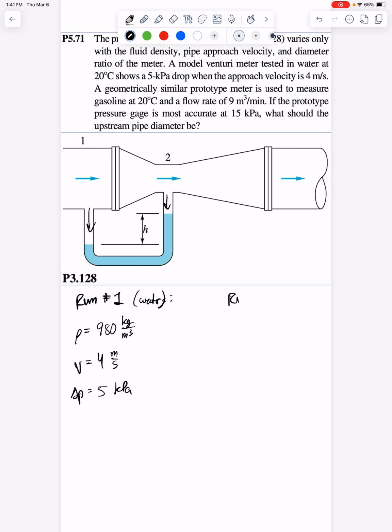After doing run 1, these researchers want to do run number 2, where we change the fluid to gasoline. In the gasoline run, we're given a density, and we want the pressure difference to be 115 kilopascals. I think the gasoline density was 680, but let me recheck in a bit. We also associate some V, but this velocity is unknown.